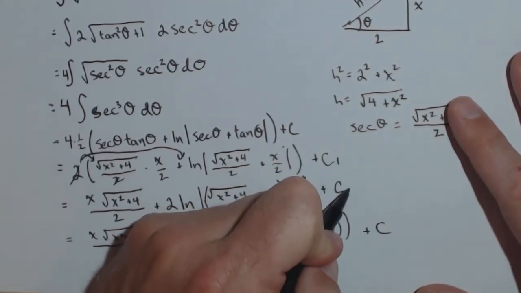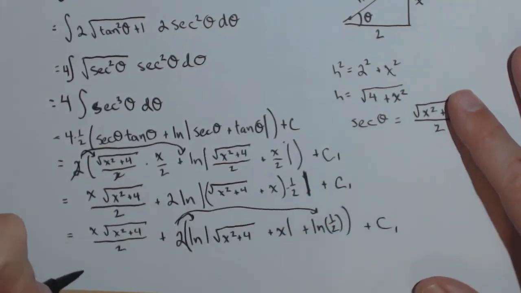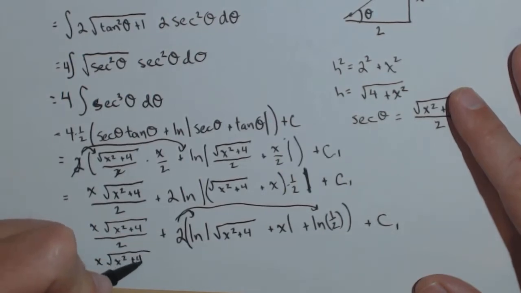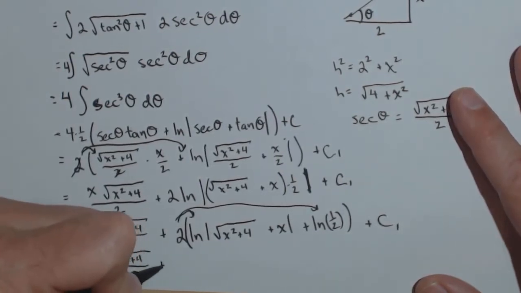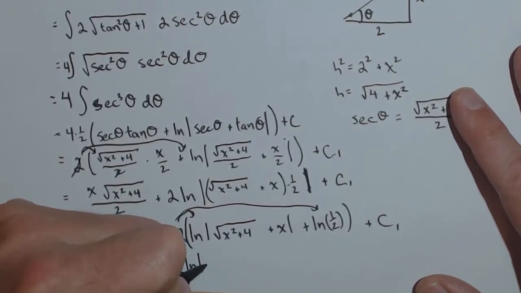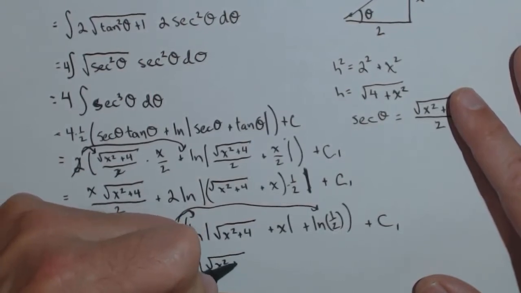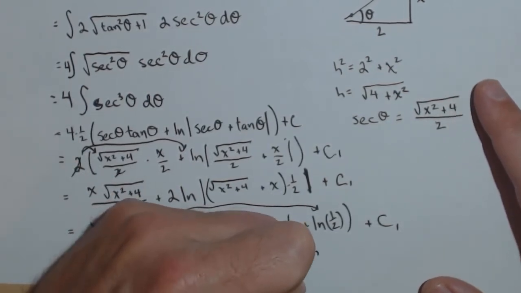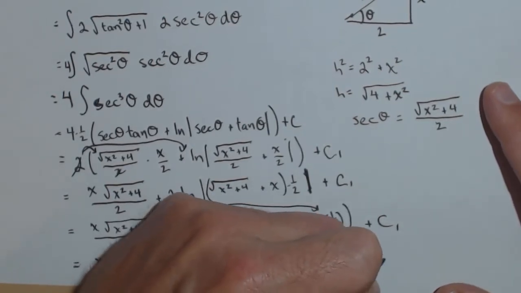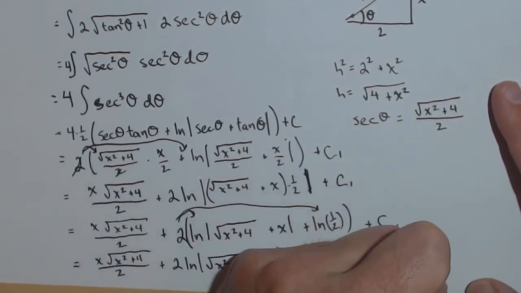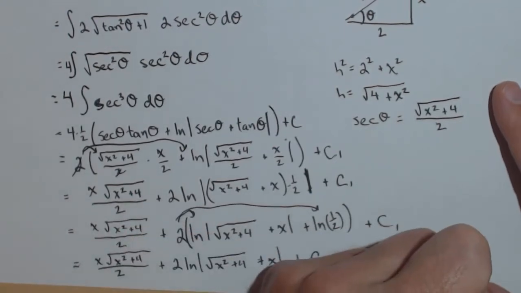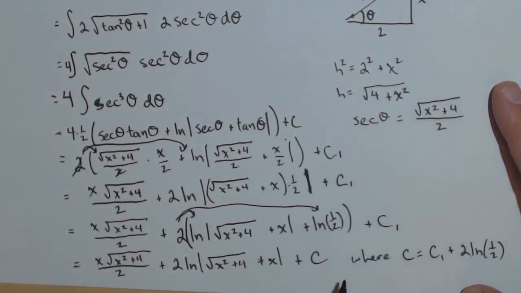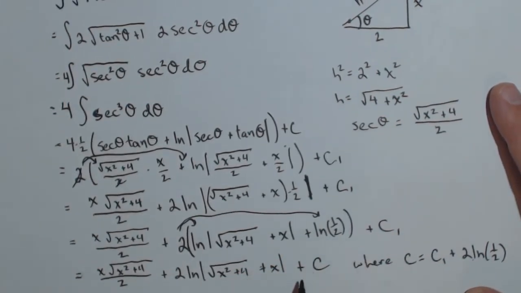So what I'm going to do is I'm going to call these C1s, and for our last line we have x times square root of x squared plus 4 all over 2 plus 2 natural log of the absolute value of square root of x squared plus 4 plus x, and then plus c. And to do that, what I did is I let c equal c1 plus 2 ln of 1/2. Because that was just a constant, we can just absorb it in this constant, which we can find with some kind of initial condition.